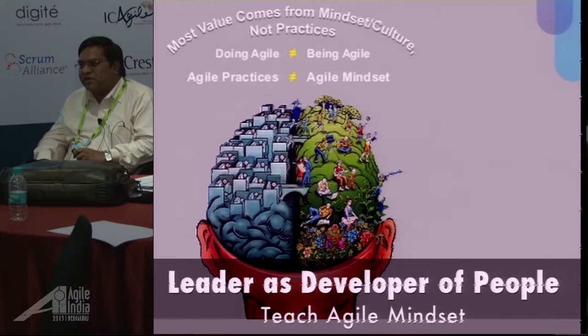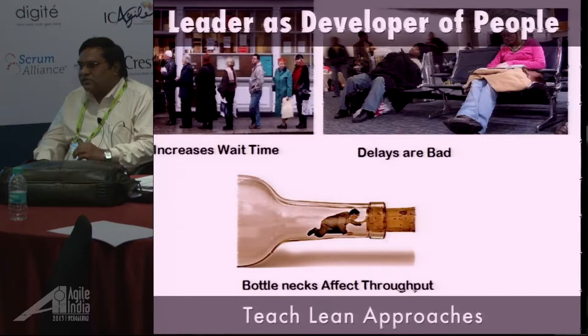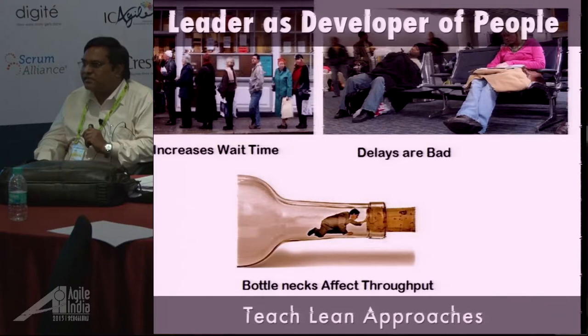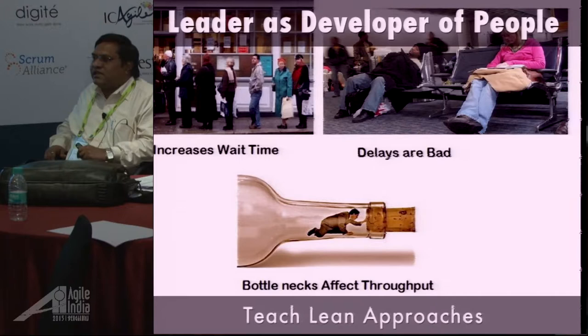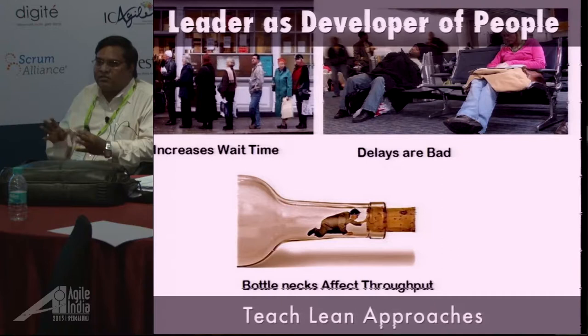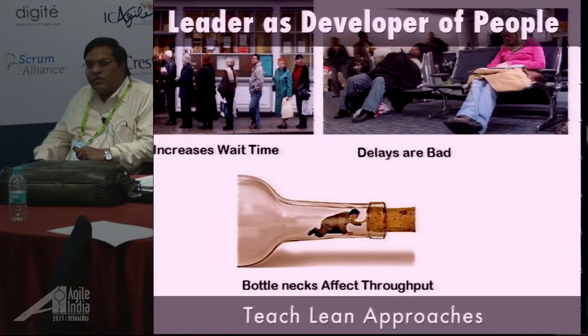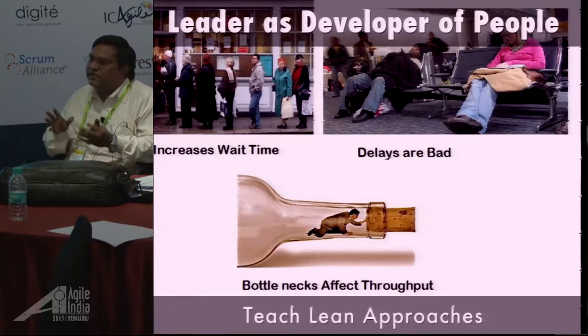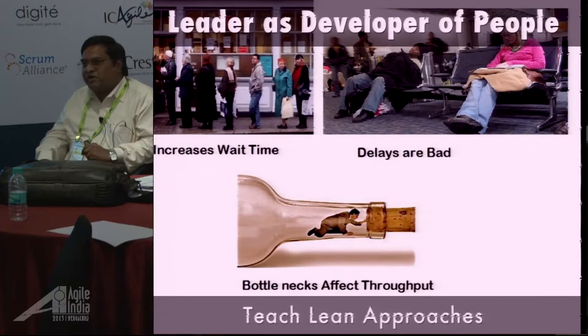Also, not just following agile practices, I also see that if teams are taught certain lean approaches and lean concepts, it would be very effective for working on agile projects. So as a leader, as a developer of people, you should see that these teams are taught the lean concepts. For example, queue length. If your queue length is more, it will naturally increase the wait time. So queue lengths are bad; the more the queue length, the more the wait time increases. People should be taught how to manage their product backlog queues.